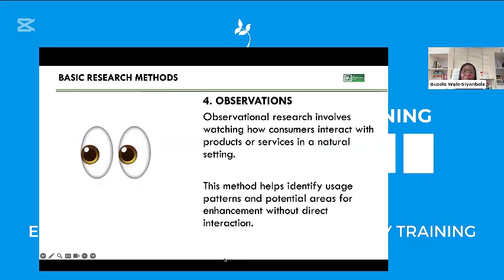Now, number 4, observations. So again, the first is surveys. Second is focus groups. The third is interviews. Now the fourth is observations. Observational research involves watching how consumers interact with products or services in a natural setting. This method helps identify usage patterns and potential areas for enhancement without direct interaction.